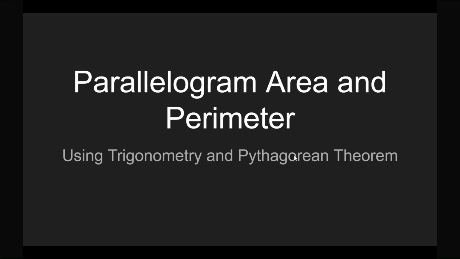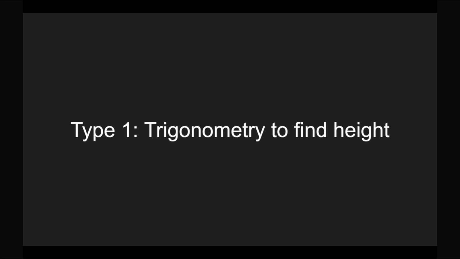All right, so today we're talking about finding parallelogram area and perimeter using trigonometry and the Pythagorean theorem. There are three problem types that I'm going to show in this video. First type is when we need to use trigonometry to find the height of the parallelogram.